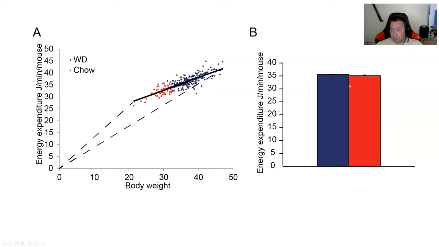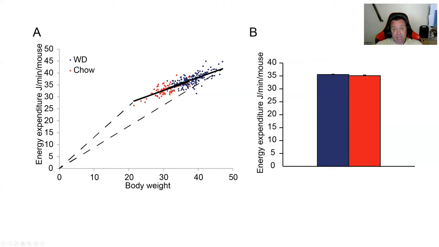And here in panel B, we corrected the energy expenditure for body weight using analysis of covariance. And it's saying they're exactly the same. But you can see that one end of this regression line, the end nearest the red dots, is going to have a very much steeper slope if we just divide energy expenditure by body weight than the other end.